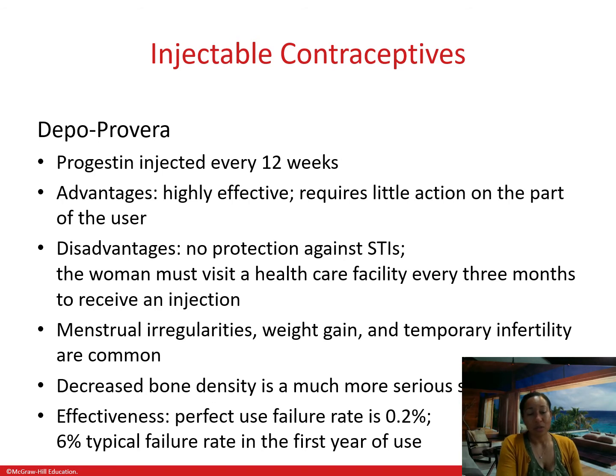Effectiveness with perfect use, the failure rate is about 0.2%. And again, notice that it's not 100%. So you can do everything you can to try to prevent pregnancy, but it's not always 100% guaranteed. Right? 6% typical failure within the first year of use.